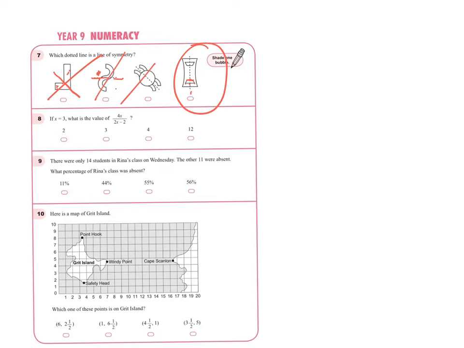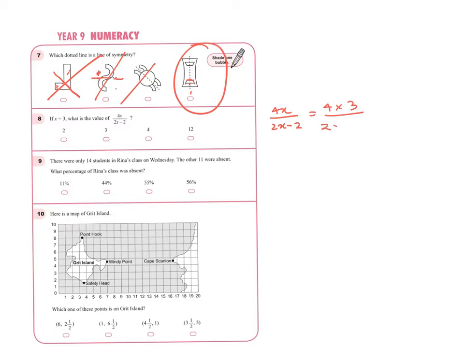So that would be our answer. So question 8, if x is equal to 3, what is the value of 4x over 2x take away 2? Again, 4x means 4 times x. And what is x? It's 3 in this case.